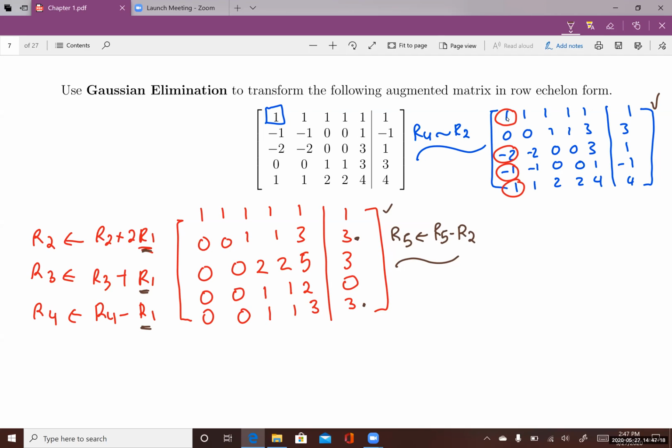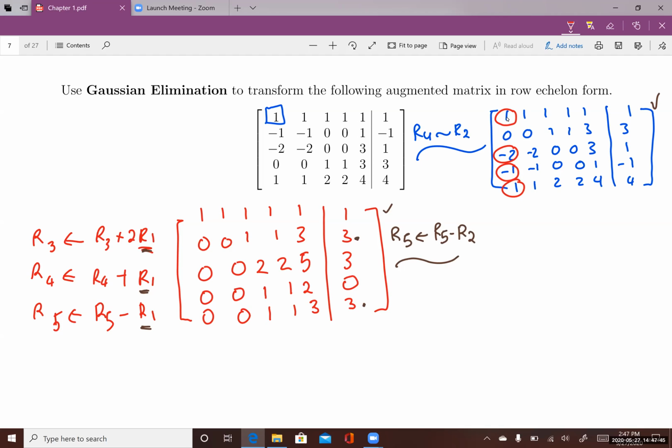Oh, this should be row 3, 4, 5, not 2, 3, 4. I did rows 3, 4, 5. Okay.